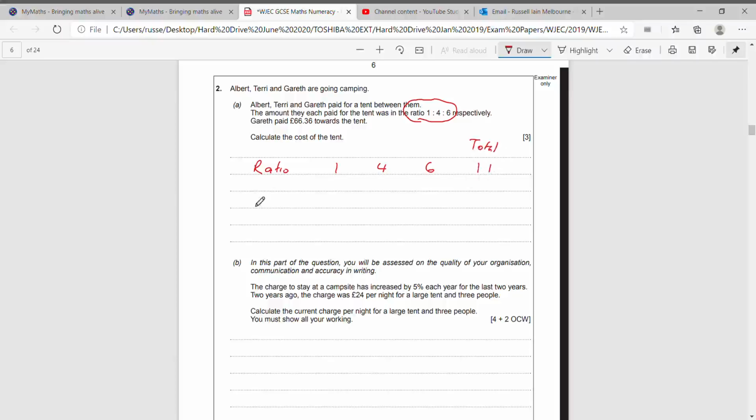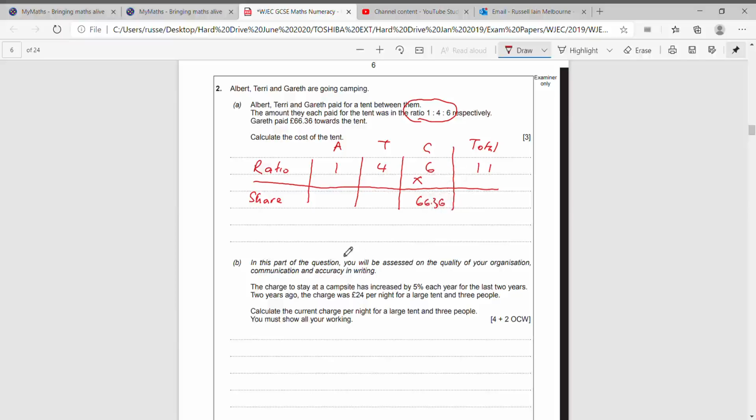Okay, and then I've got share. The amount they paid for each was in the ratio 1:4:6 respectively. So this is Albert, this is Terry, this is Gareth. Gareth paid £66.36. Okay, and the point of ratio is that it's about a proportion, and so 6 times something gives me 66.36, and that's what I need to figure out: what do I times 6 by to get to 66.36.